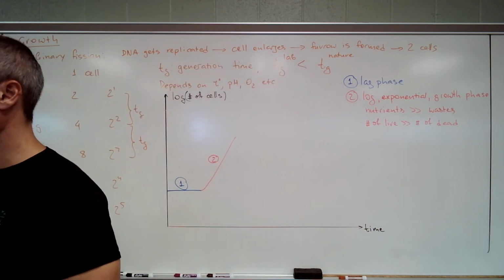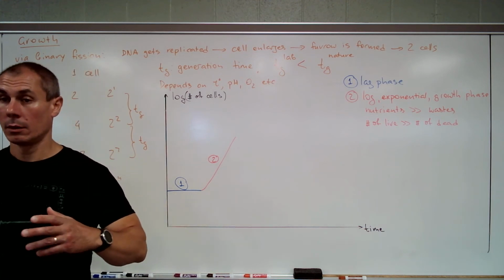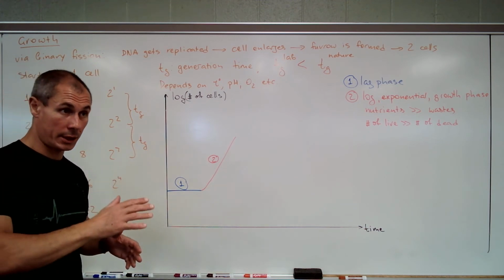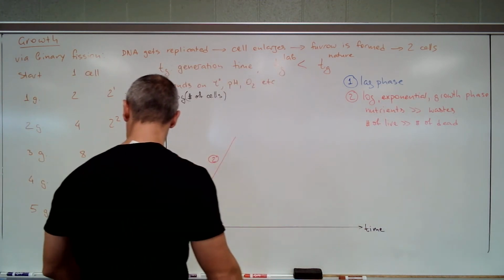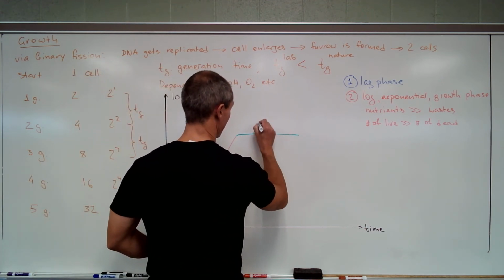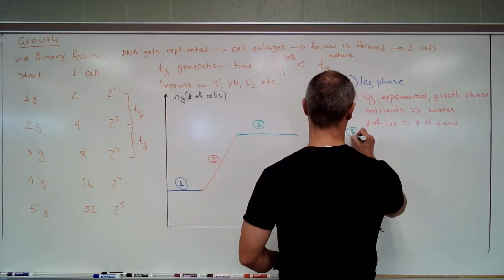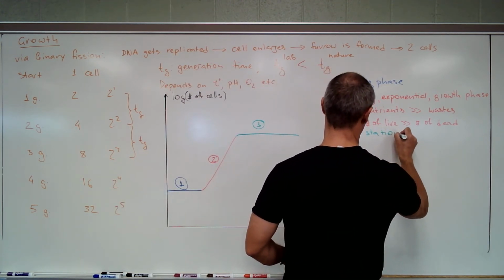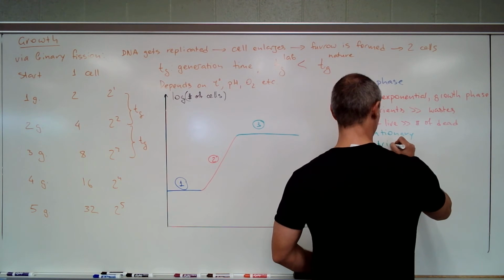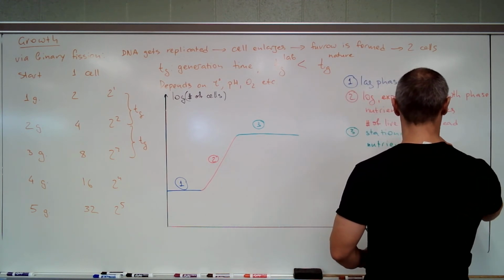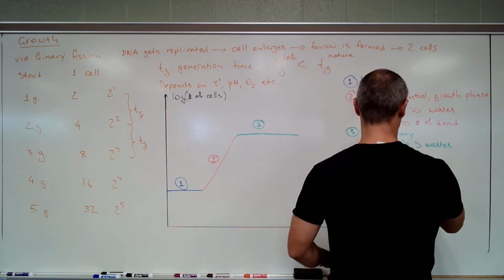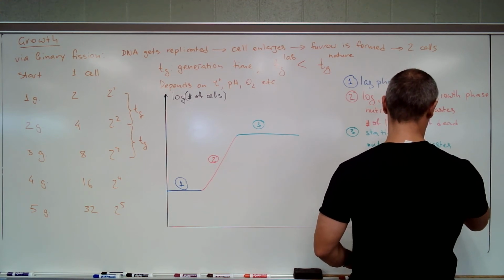Good? Over time, nutrients start to run kind of, not really low, but they start to decline. Wastes start to climb, and the system enters the stationary phase. During the stationary phase, you still have quite a decent amount of nutrients, but the number of live cells is pretty much equal to the number of dead cells.